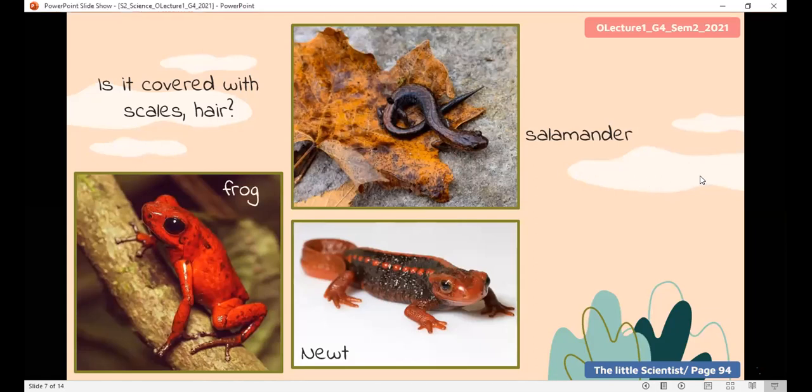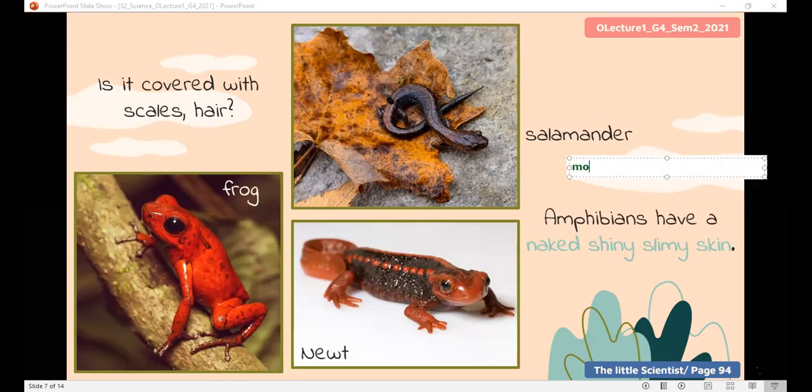Bravo, Rawad. Excellent. Amphibians have shiny, slimy skin, and we can also use the word moist. So the skin of amphibians is moist, shiny, and slimy. They are naked animals, since it's like they are not wearing anything. They have no scales, they have no hair. So they have a naked, shiny, slimy, moist skin.